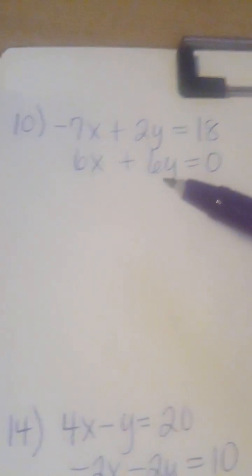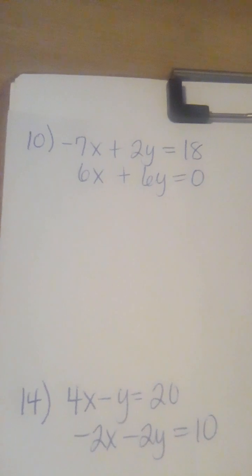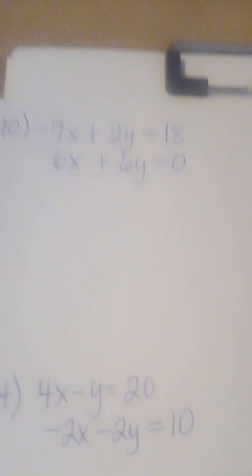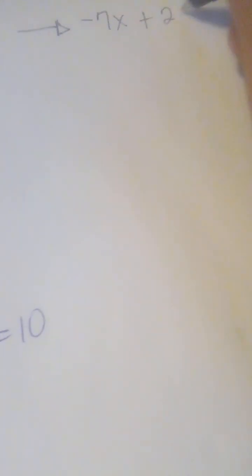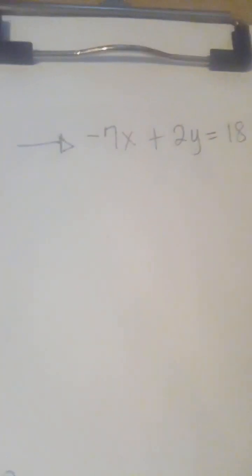Okay, number 10, we have negative 7x plus 2y equals 18. Excuse me. Then we have a positive 6x plus 6y equals 0. So we have two different equations that need to be altered just a bit. So I will use the first equation. Move this arrow just a bit. So I'm going to move this over. Negative 7x plus 2y equals 18.